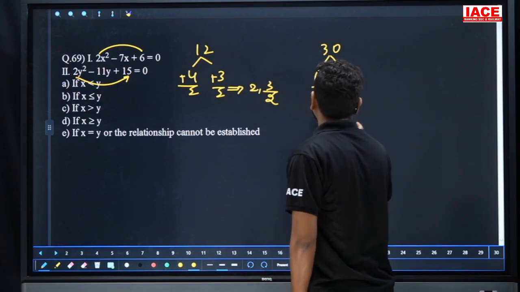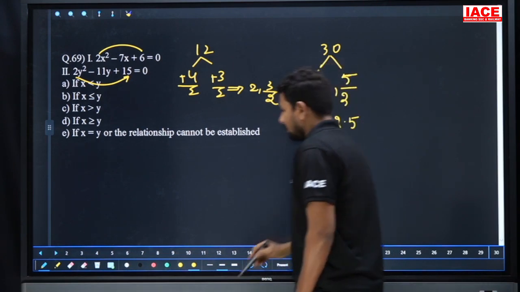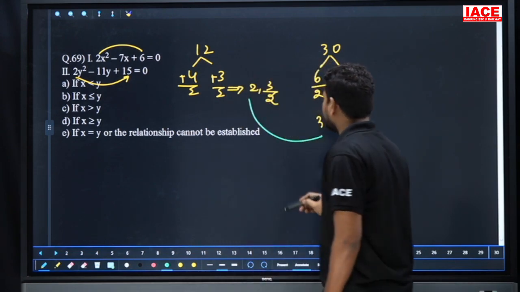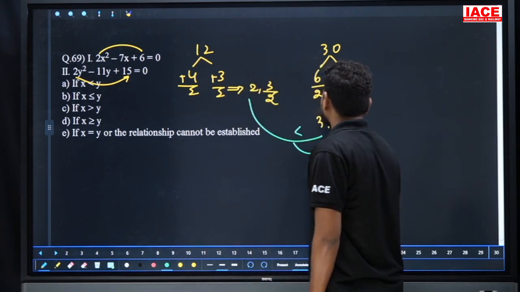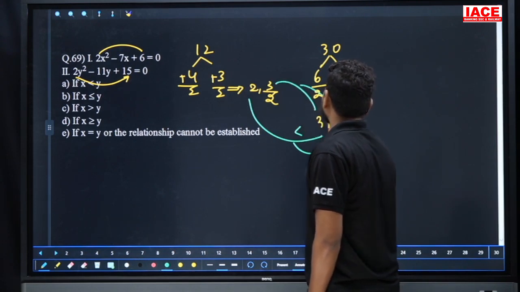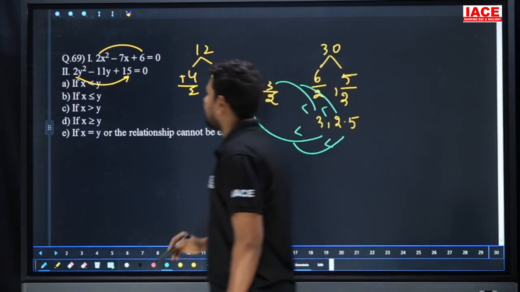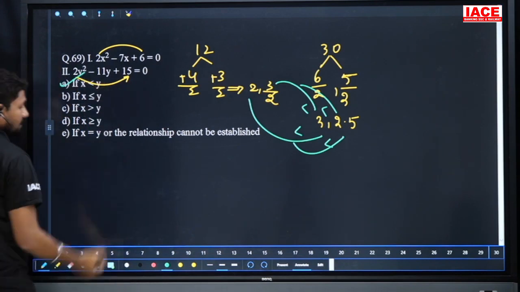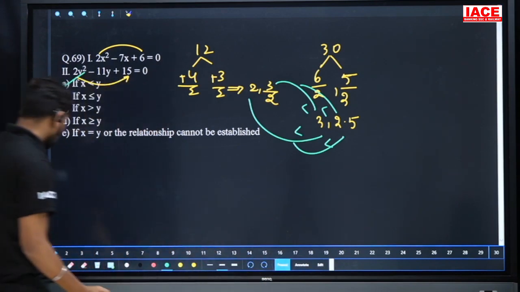Here 3 comma 2.5. Comparing the two values, 2 and 3, which is bigger? Here the 3 is bigger, and here 3 by 2 value is 1.5, this is bigger. Then finally you will get the relation x less than y, option A. And go for the next question.